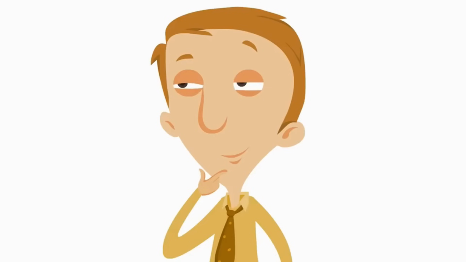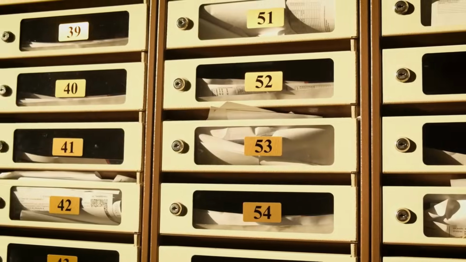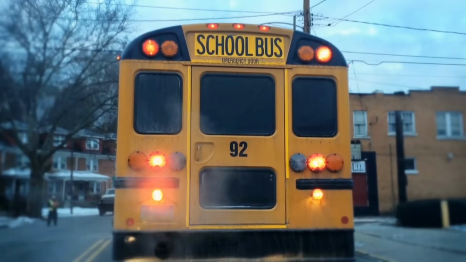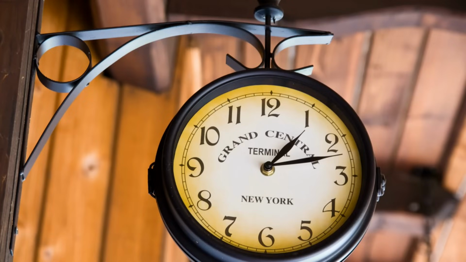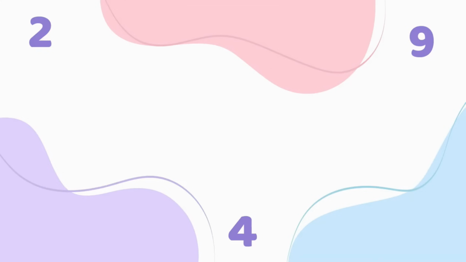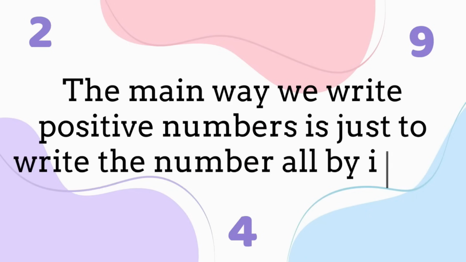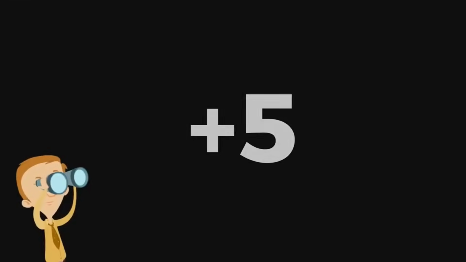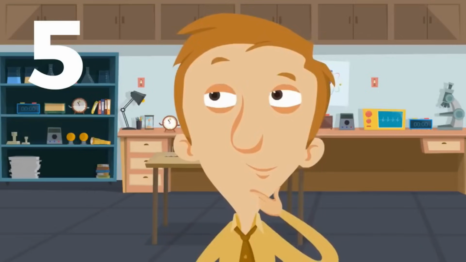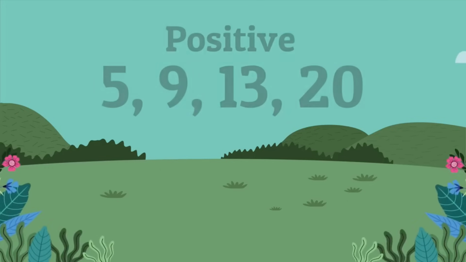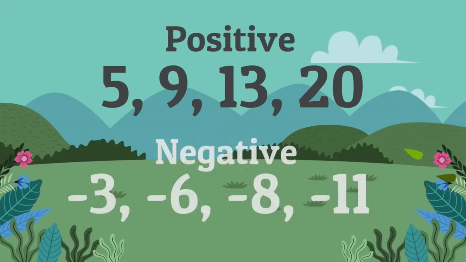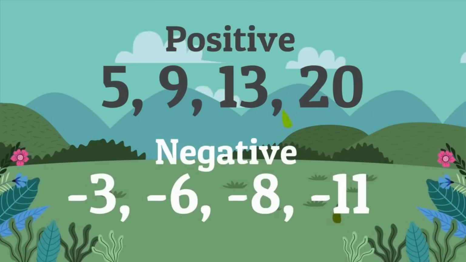Let's talk a little bit more about positive numbers. Positive numbers are very common. We see them everywhere. So much so that the main way we write positive numbers is just to write the number all by itself. You can put a positive sign in front of a positive number if you'd like, but you don't have to. Most of the time, it's just the number. Positive numbers, negative numbers. Pretty simple.